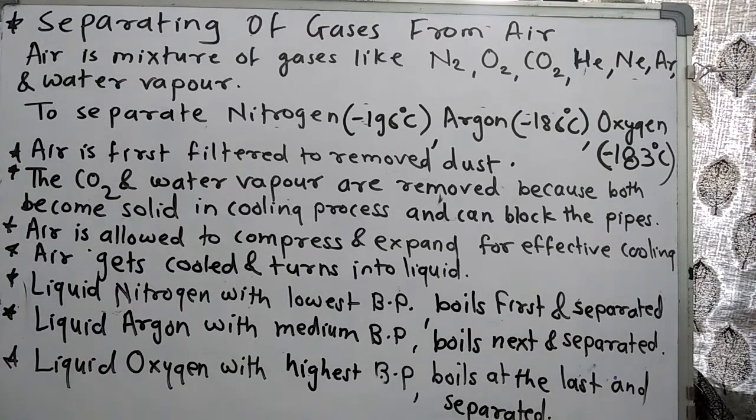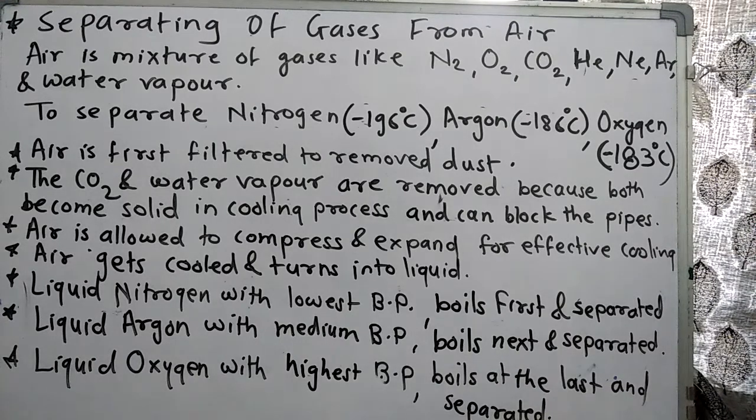Because when we are going to cool the air, this carbon dioxide gets cooled and converted into dry ice, which is solid. And water vapor also gets converted into ice, which is solid. So they can block the pipes in the process of separating the gases from the air. So we have to first remove the dust, then we have to remove the carbon dioxide and water, because when we cool the air, they can convert into solid and they can block the pipe.